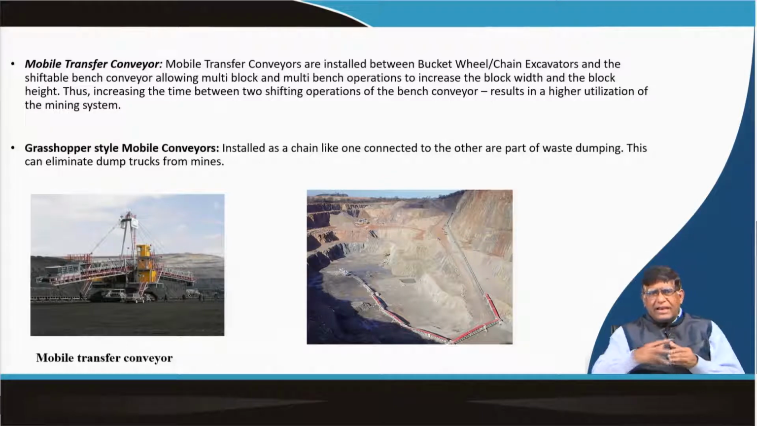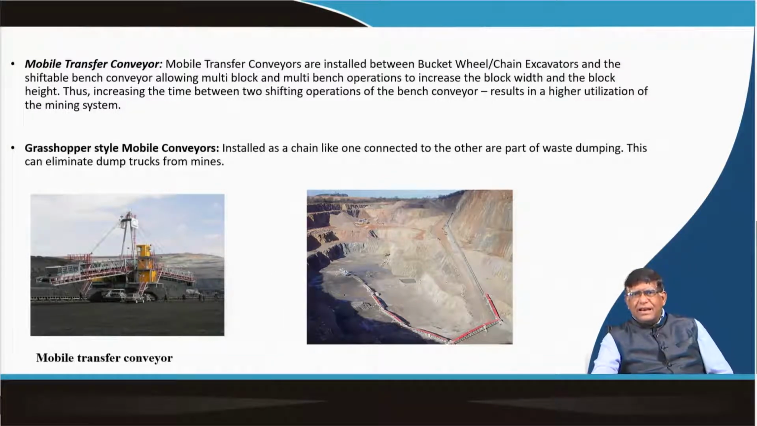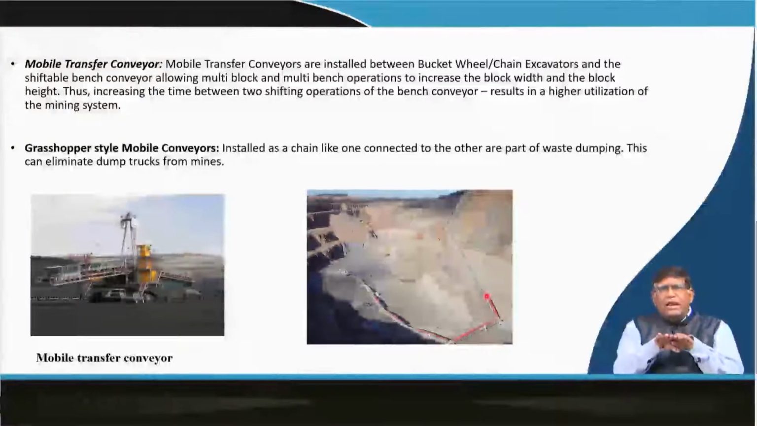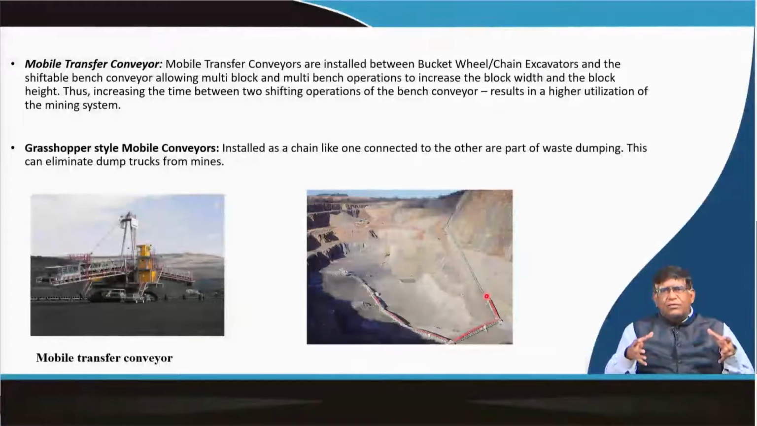And also there is a grasshopper style of conveyor. These are small portable, movable, mobile conveyors. These units you are seeing in the figure, you can see this particular unit, 1, 2, 3, 4, 5 units over here. Individually they have their small steerable wheels. The whole thing is mounted on the wheels, you can drive them.